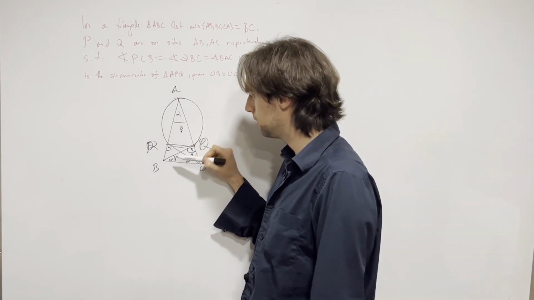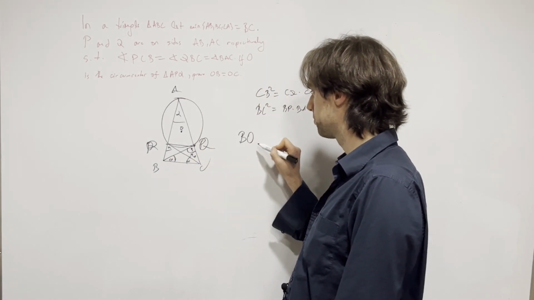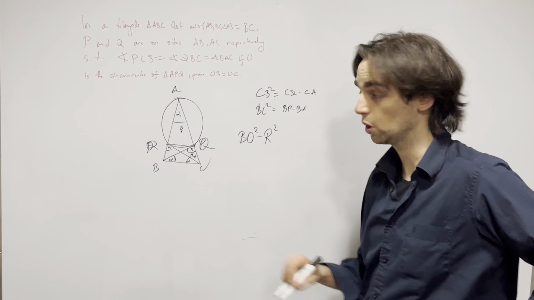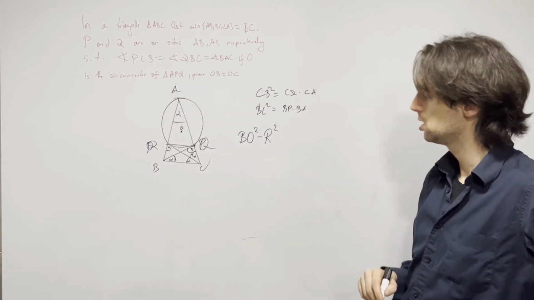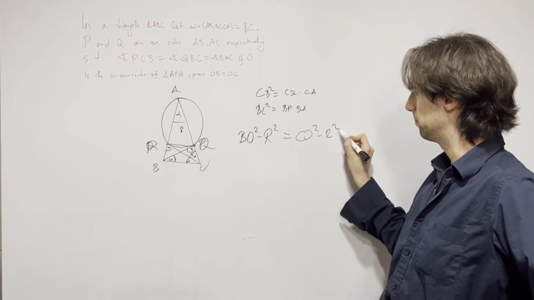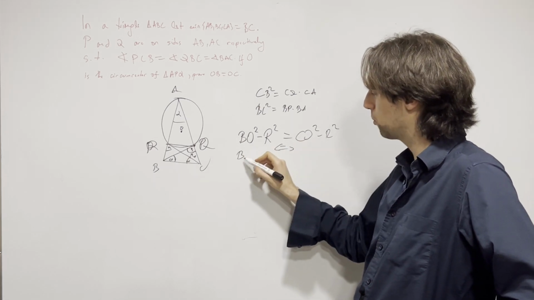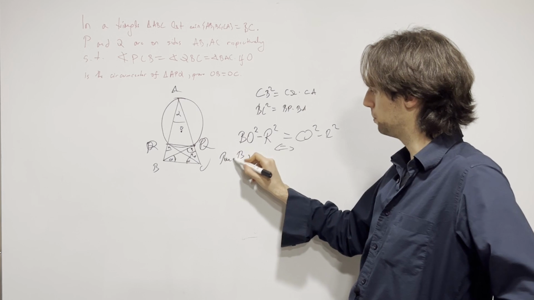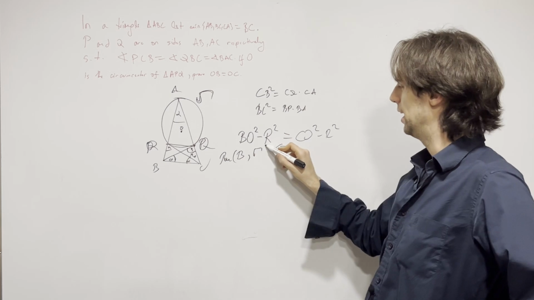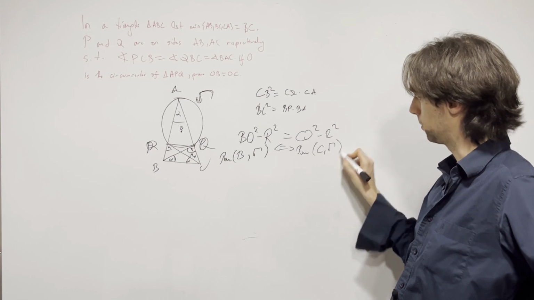Well, that means that the power of point B with respect to this circle, where the radius is R, is going to be BO squared minus R squared. And this is going to equal CO squared minus R squared, which really is true if and only if B and C have the same power of a point. Call this circle gamma. The power of B with respect to this circle is the same as the power of C with respect to this circle.